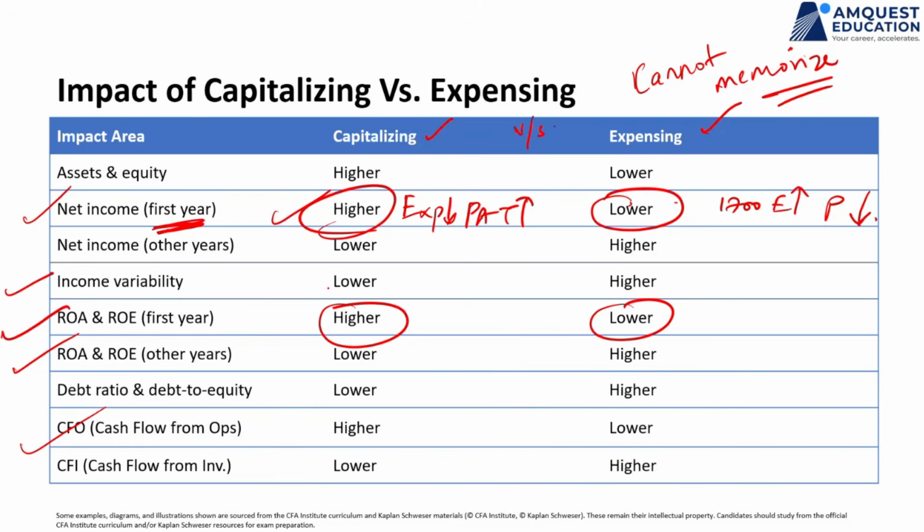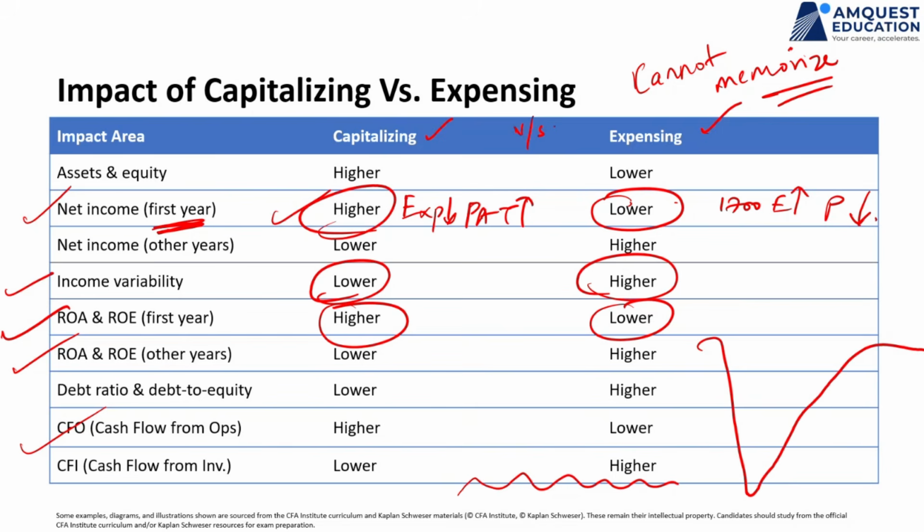Income variability: we said if you're going to capitalize, your income variability will be lesser. But if you do not capitalize, the first year you will suddenly see a dip, and then you are going to see an increase. The volatility or the variability is much higher if you expense. So that is something that you have to think again and again.